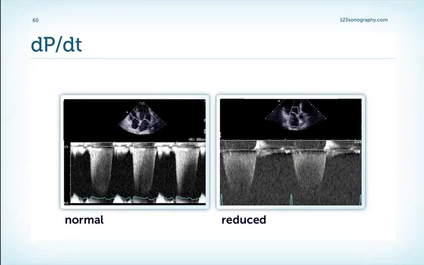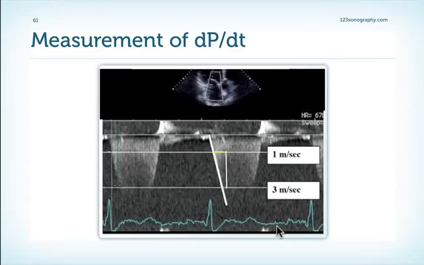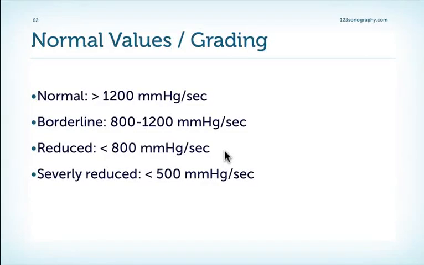So these are two mitral regurgitation signals. On the left-hand side, a patient with a normal DPDT. You can see that the steepness of the curve is fairly steep, opposed to this patient where there is a reduction in the steepness and therefore also a reduction in the DPDT. We measure between 1 and 3 meters, the time interval, and then plot this into the formula, and then we get DPDT. What are the normal values?